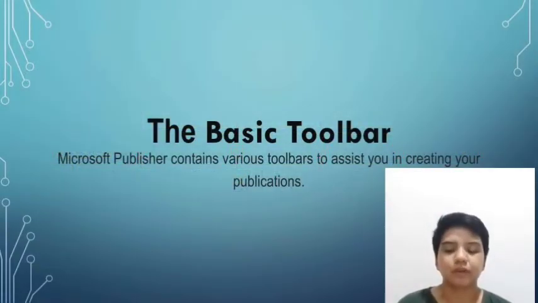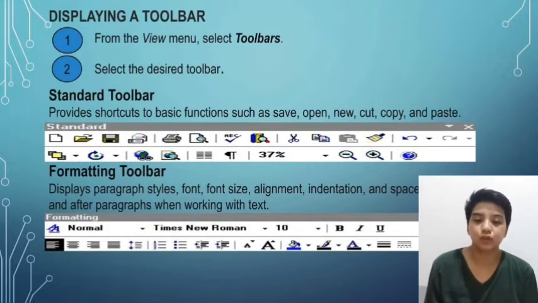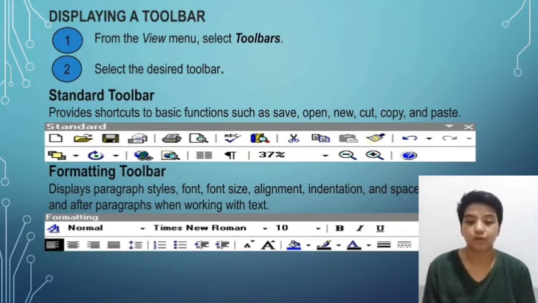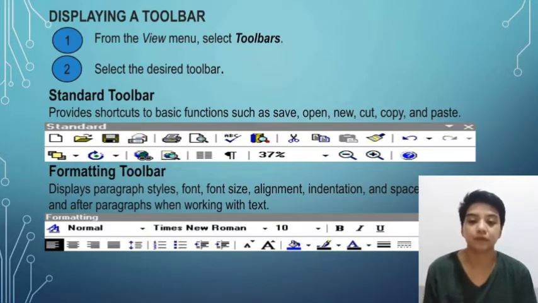The basic toolbar. Microsoft Publisher contains various toolbars to assist you in creating your publication. The standard toolbar contains buttons for common functions, and it is used as a shortcut icon for frequently used commands such as saving, undoing actions, or zooming. And the formatting toolbar contains buttons for common text formatting options. It is used for formatting text, such as changing font size, face, alignment, and line spacing.